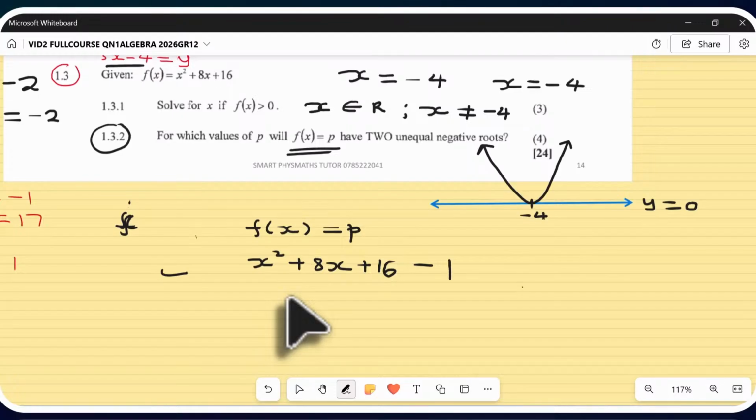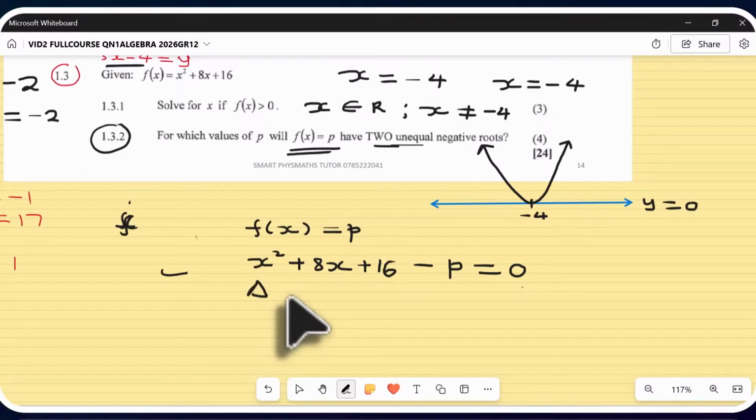should be greater than 0. So the 64 cancels out here. What do you get from here now? That our p must be bigger than 0. Our p should be bigger than 0.